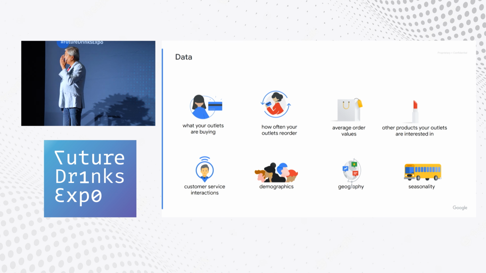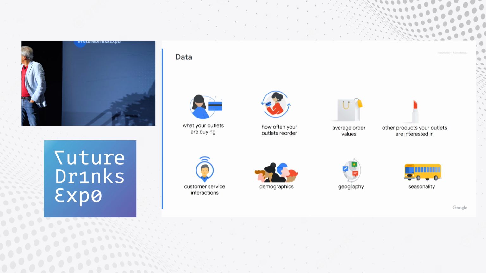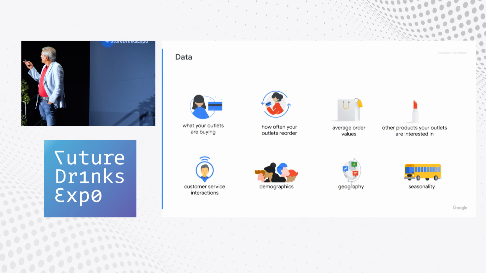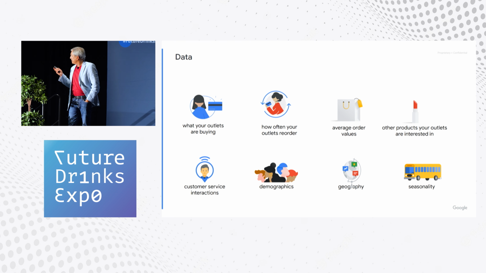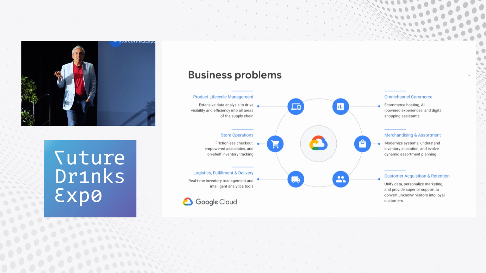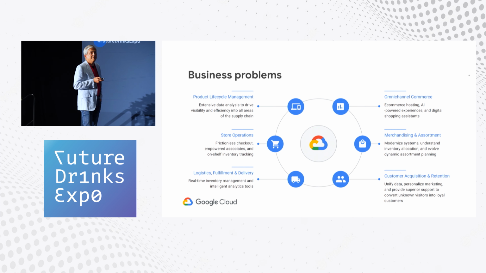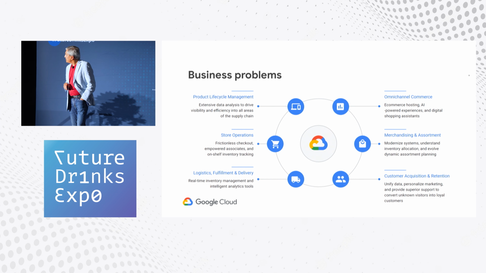So the data, these are some of the kinds of data you're probably collecting already. If you're not, you should be, right? What your outlets are buying, how reordering, what products your customers are buying, your demographics, seasonality, all the kind of stuff. And these are some of the business problems you're trying to tackle. I won't read through all of these. I'll leave it up there. If you have a favorite one I missed, do let me know.